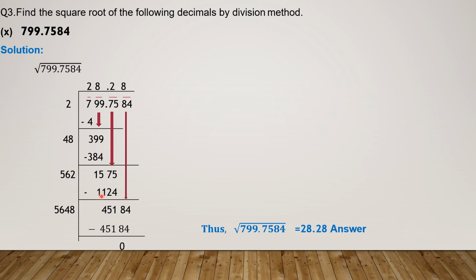1124. Subtract these two values, we will get 451 and 84 will come down. For this dividend you have to make your new divisor. How? 562 was multiplied with 2, so that same number 2 will be added in 562 and we will get 564. With this number you have to try 8 and multiply the complete number 5648 with 8 and we will get our required result. Subtract this, remainder is 0, which means our solution is correct.